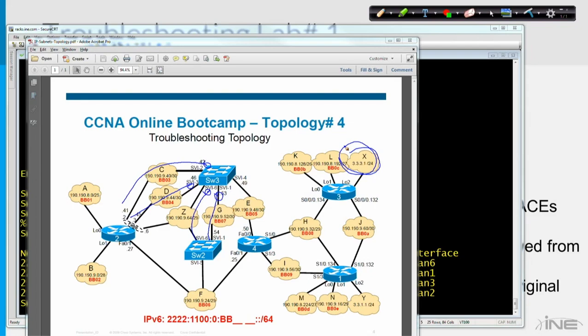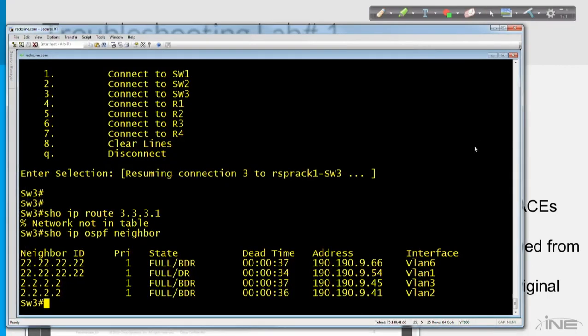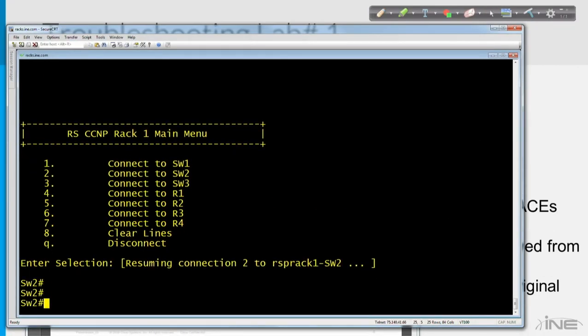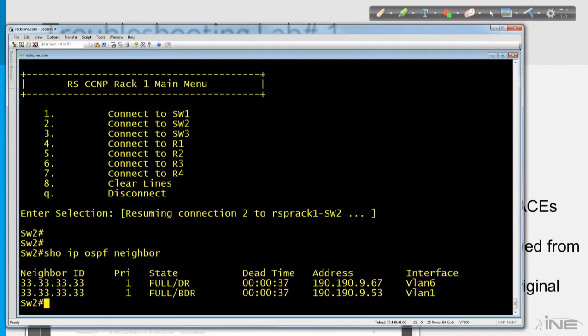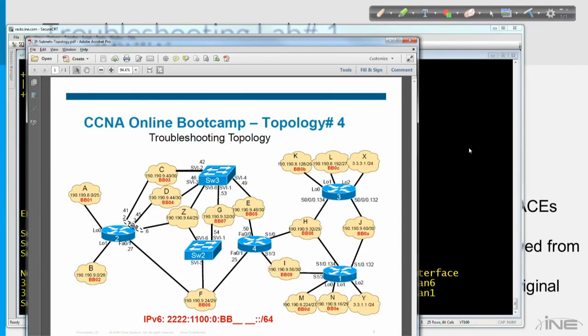Okay, what about switch 2? Does switch 2 have router 4 as a neighbor? Let's find out. Okay, so once again, switch 2 does not have router 4 as a neighbor. So router 4 is cut off from our topology. That's why we haven't learned of any routes to that loopback. So now we've isolated our problem here. We know, looking at our topology diagram, we have to troubleshoot why there's no neighbor relationship with router 4.